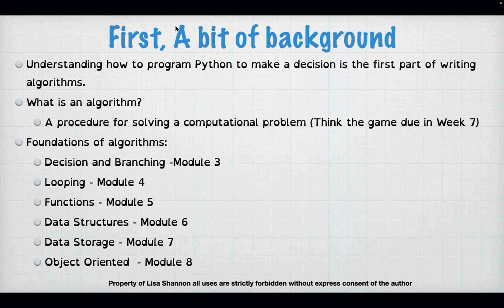Module 4 is looping, which is a direct extension of what we're doing this week. Module 5 is functions, and we get to take things and name them. Module 6 is data structures, which allows us to start using larger amounts of data and relating that data. Module 7 is data storage. It's file processing. And Module 8 is object-oriented programming. So that's how things are going to fall out. After Module 6, you will have everything that you need to do your program, your project.